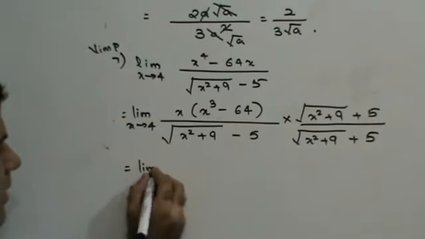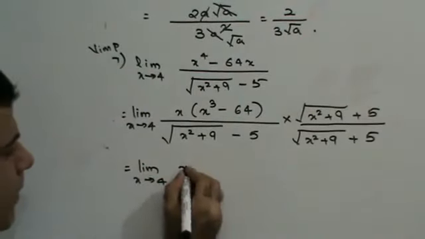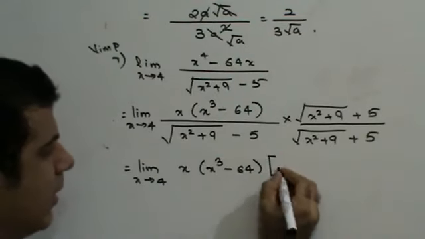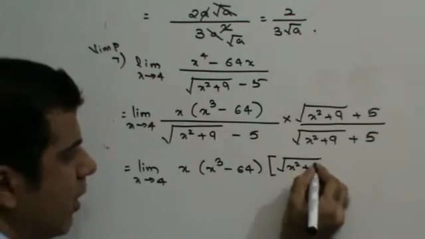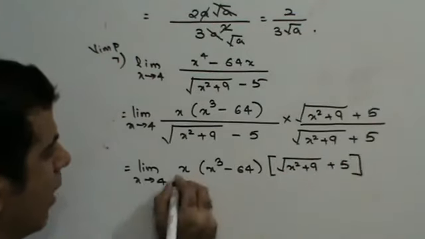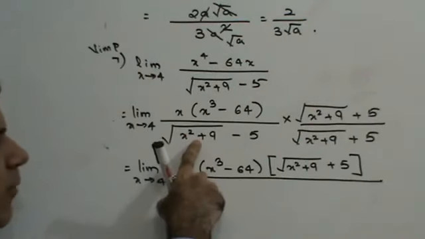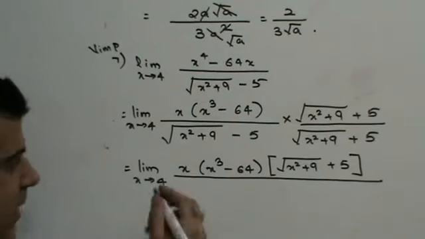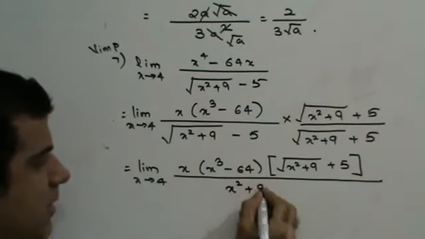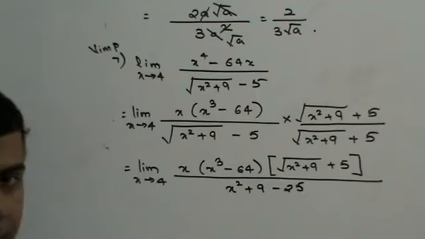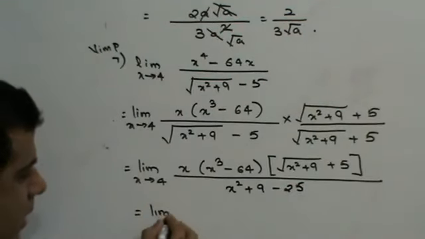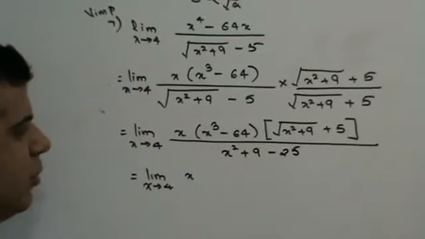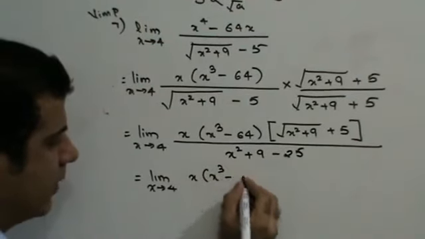This can be written as limit of x tends to 4, x cube minus 64, leave the numerator as it is, root of x square plus 9 plus 5 upon, in the denominator, this is in the form a minus b, a plus b. Same thing, a square minus b square, so this will be x square plus 9 minus 25. So this can be written as limit of x tends to 4, x. Now my numerator, we'll still leave it as it is for the timing.